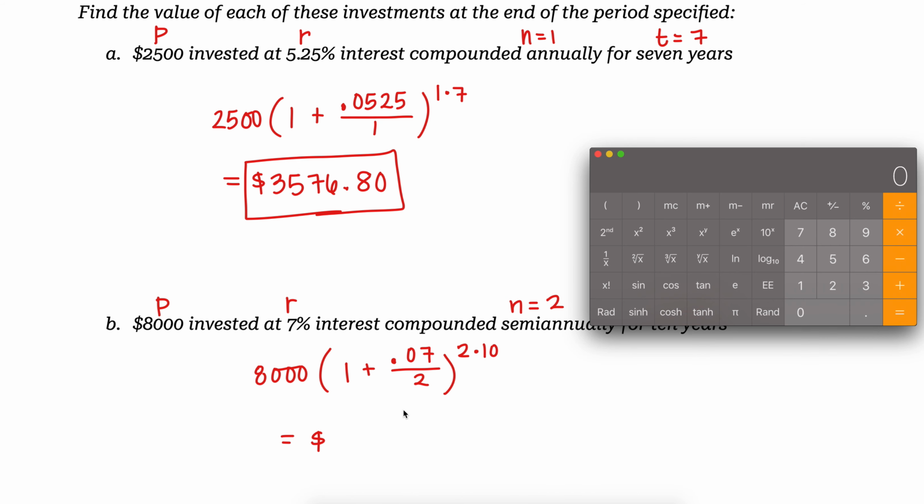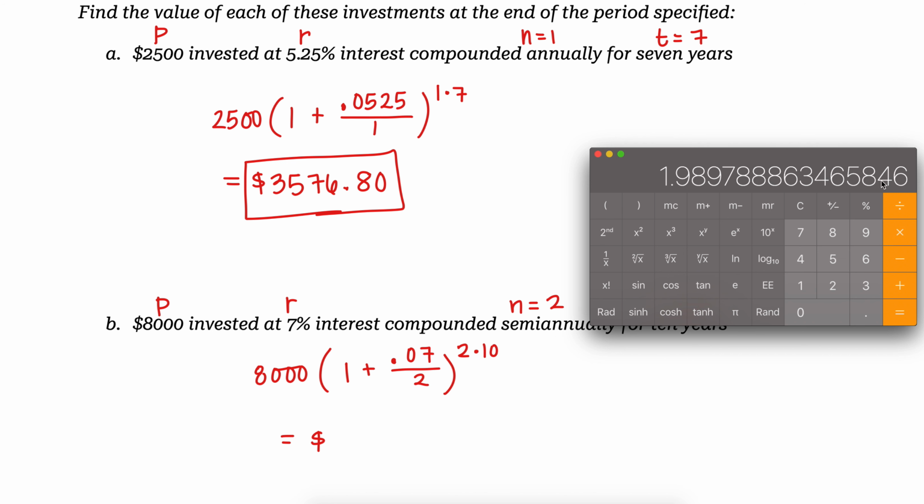So starting inside the parentheses, and then specifically starting with the fraction, I'm going to take 0.07 and divide it by 2. So you get 0.035. Add 1 to that. So now you have 1.035. And then we're going to raise to the power. In this case, it's going to be the 20th. 2 times 10 is 20. So I'm going to raise that to the 20th power.